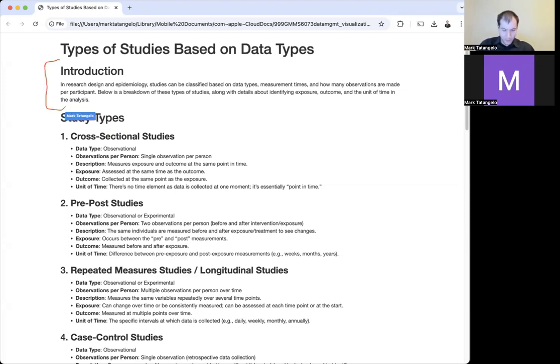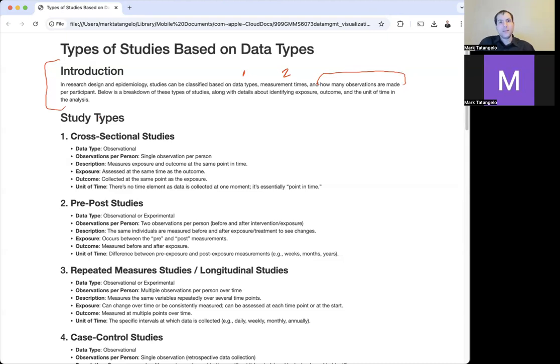to the introduction first. In research design and epidemiology, studies can be classified based on a few different things: the data types, the measurement times, how many observations are made per participant. So is there one observation per participant or multiple? Below, we'll see a breakdown of these study types along with the details about identifying exposure, outcomes, and the unit of time in each analysis.